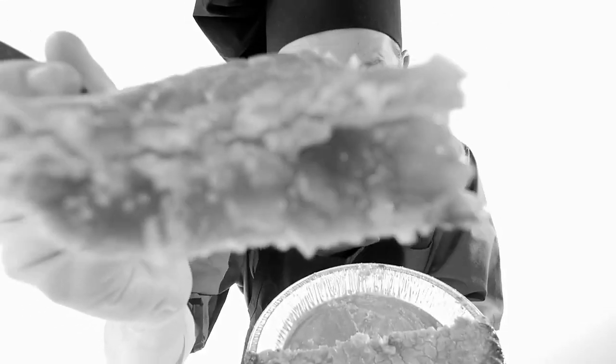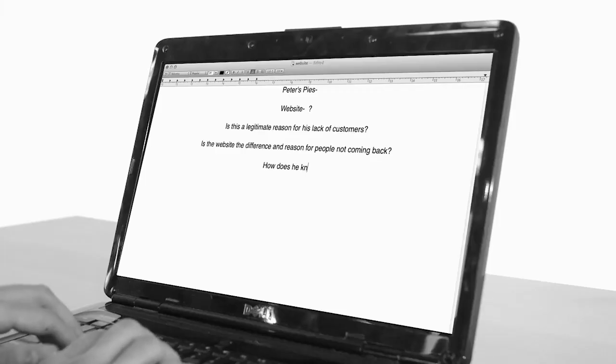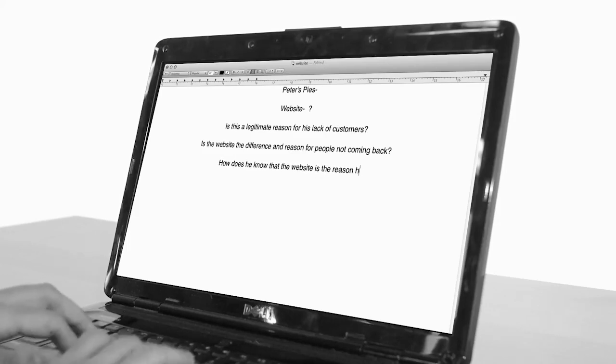In this particular project, the problem appears to be predefined. The client, in this case Peter, has asked Jack for a website. Now, just because Peter asked for this, it doesn't mean that this is the problem. Peter simply assumes that this is the problem because his sales are down. For Jack to understand the root of the problem, he calls Peter and they agree to meet up at the bakery.